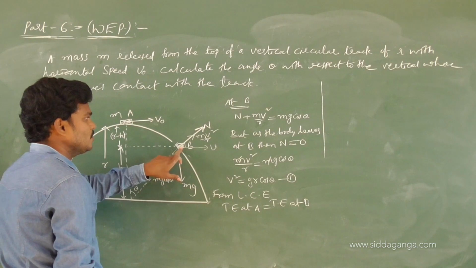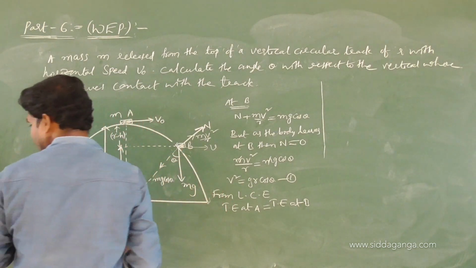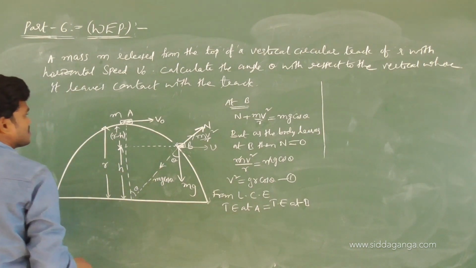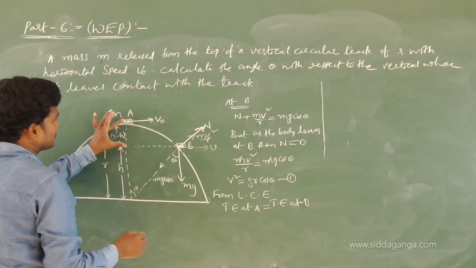Okay, at B, only the velocity is V. So potentially is here with what they are asking with respect to. So, at A, velocity is how much? V0. Height is r minus h.